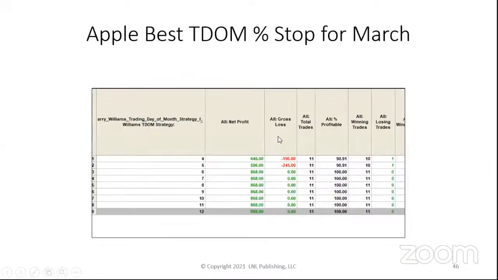And then I'm going to say, what's my best stop? 4%, 5, 6, 7, 8, 9%. Well, notice that once we get to a 6% stop, we have the same profit on all those trades. So we say, probably a 6% stop would be our best stop.